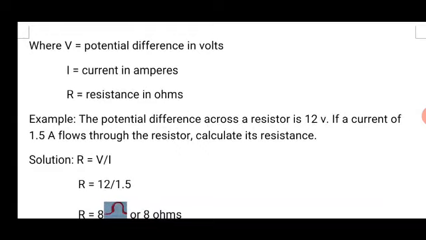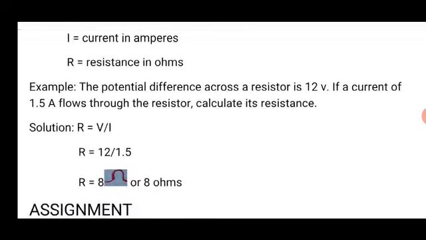Solution is this. From the formula, we say that R is equal to V over I, where R is resistance, V is potential difference, and I is current. So just insert those values. R is equal to 12 over 1.5. And when you divide 12 by 1.5, you get 8. So R is equal to 8 ohms. Look at the symbol for ohms beside 8. Or you write 8 ohms, write it in full.